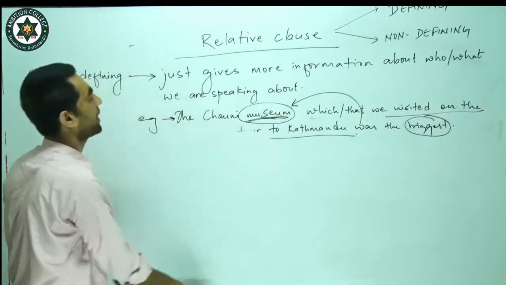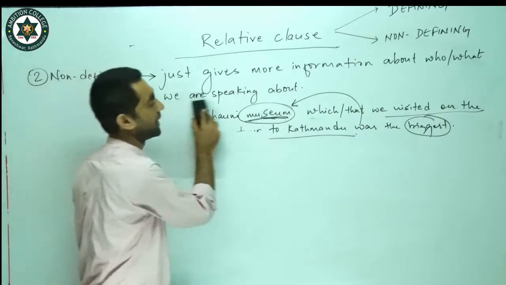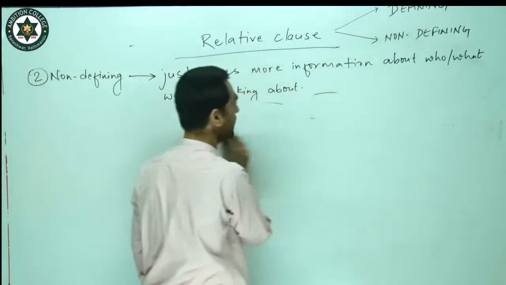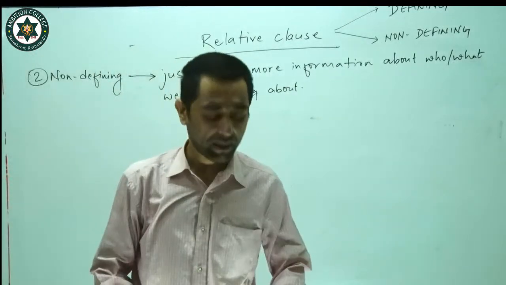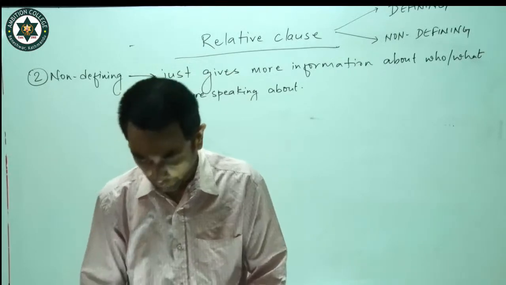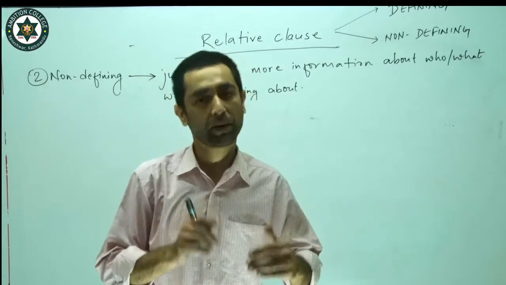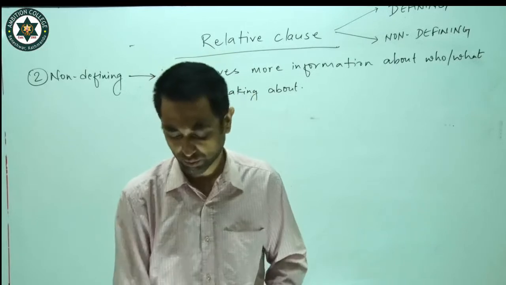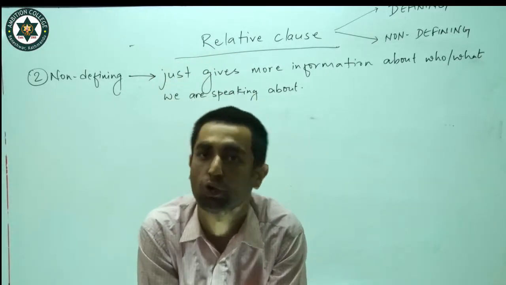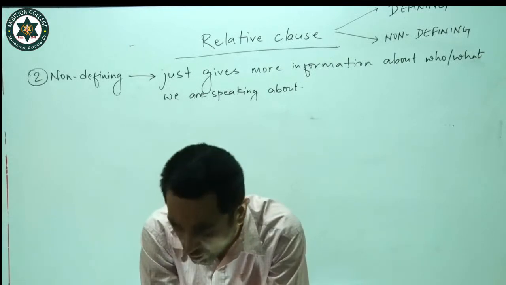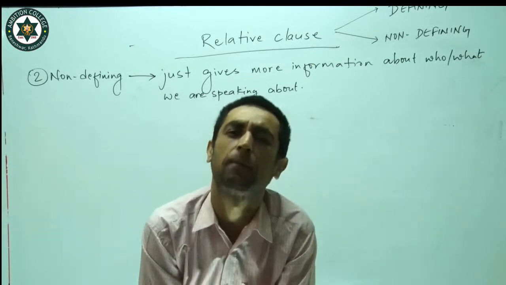Our concern remains the non-defining relative clause. This non-defining relative clause is supposed to be mastered by us. And now, what are the examples given in your book? Let's check out. So non-defining relative clauses also use who, which, that, whom. These are the relative pronouns.